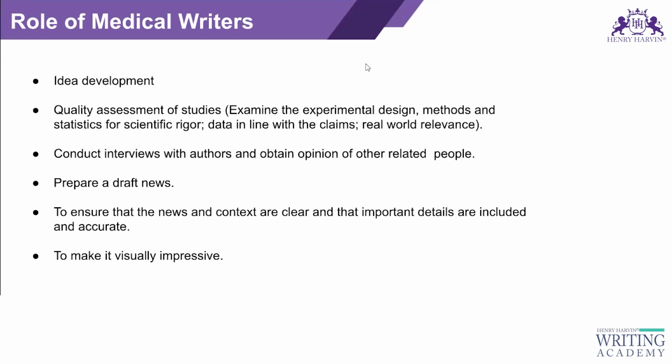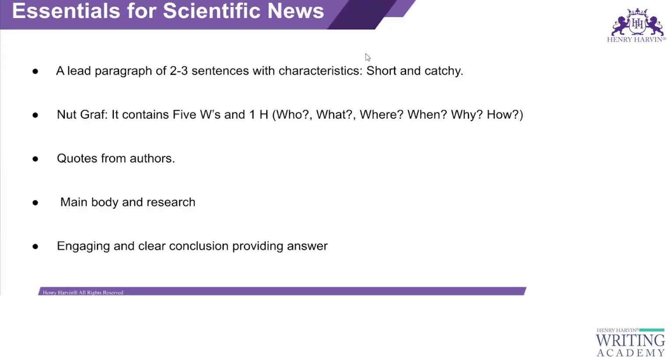Then essentials for scientific news. So what are the essentials for writing scientific news? First is how you have to write a scientific news. So first is a lead paragraph of 2 to 3 sentences with characteristics: short and catchy.